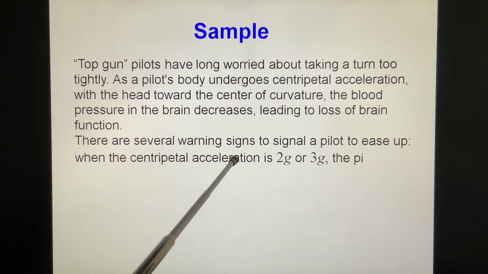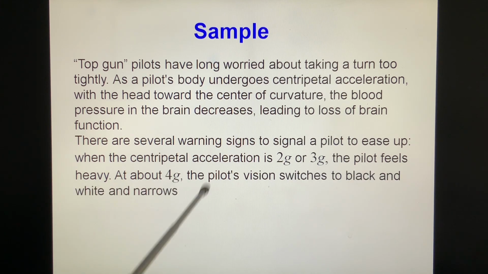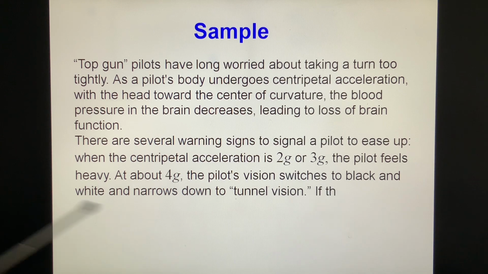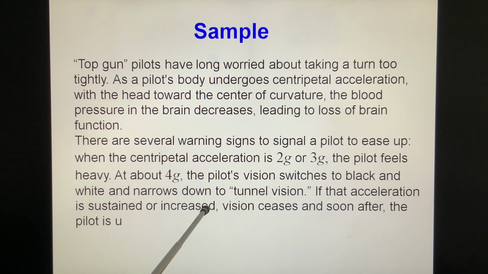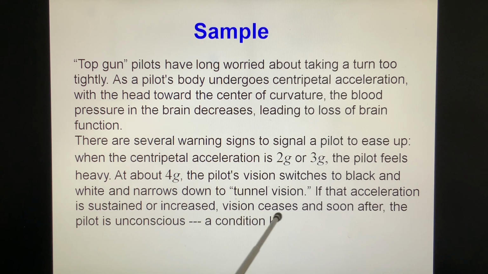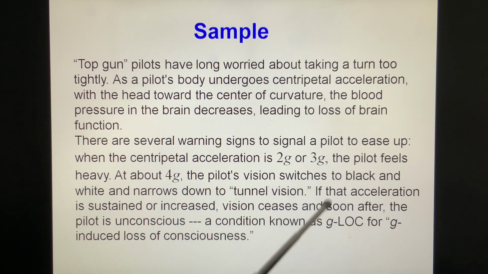When the centripetal acceleration is 2g or 3g, the pilot feels heavy. At about 4g, the pilot's vision switches to black and white and narrows down to tunnel vision. If the acceleration is sustained or increased, vision ceases, and soon after, the pilot is unconscious, a condition known as G-LOC, for G-induced loss of consciousness.